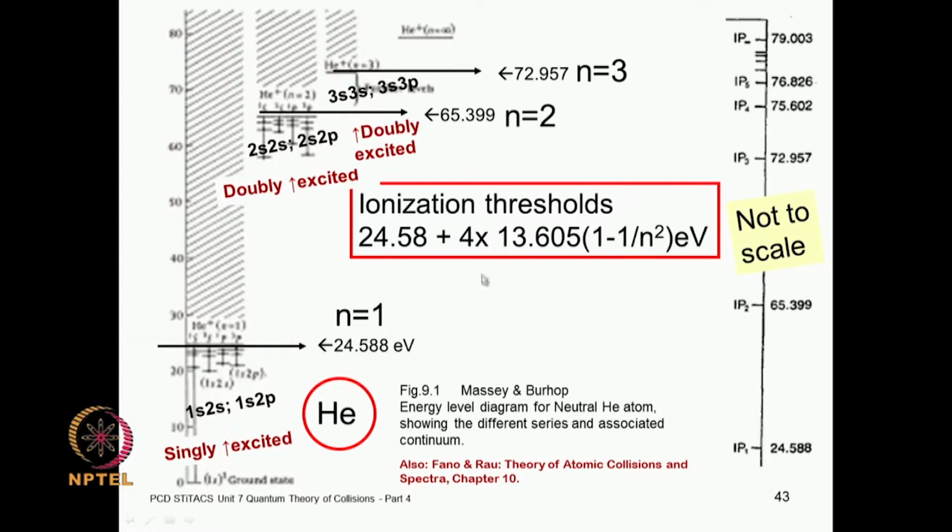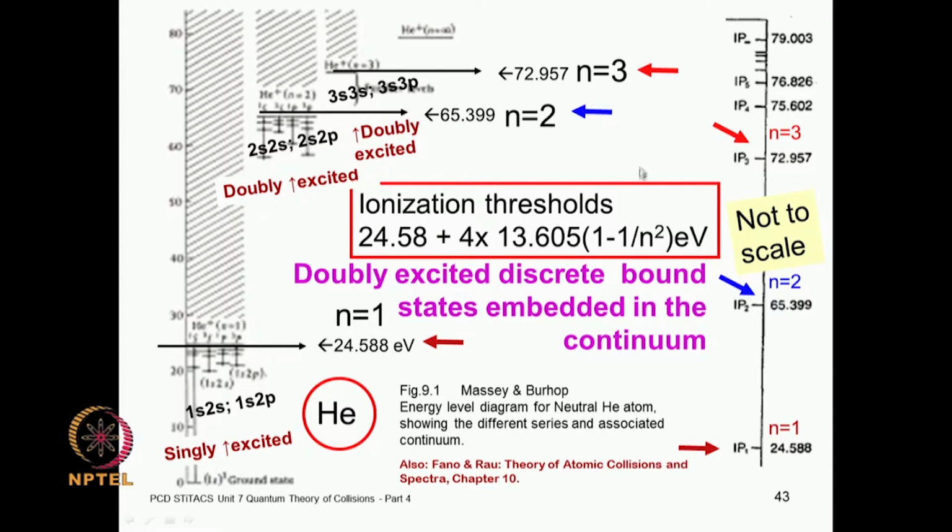Now, for helium of course Z is equal to 2, so you get 4 over here, Z squared, and that is what it is. So, here is the energy scale, and these scales are different. So, you have got 24.56 over here, which comes here, okay. Then you have the n equal to 2 limit, which is shown on the scale over here, okay. And then you have got the n equal to 3, and you have the doubly excited discrete bound states.